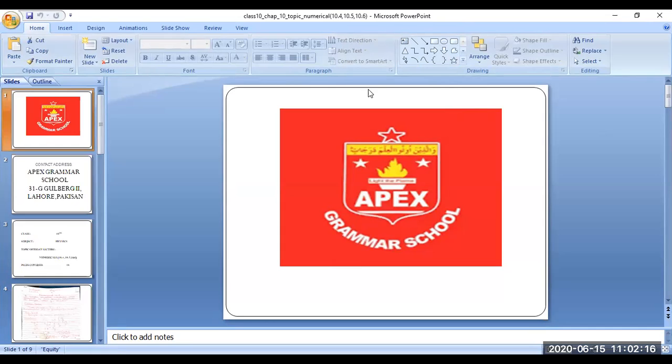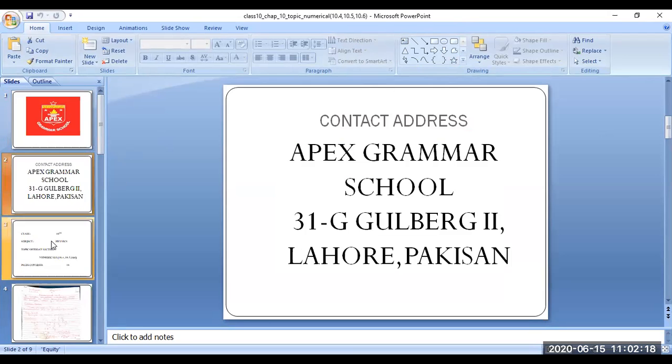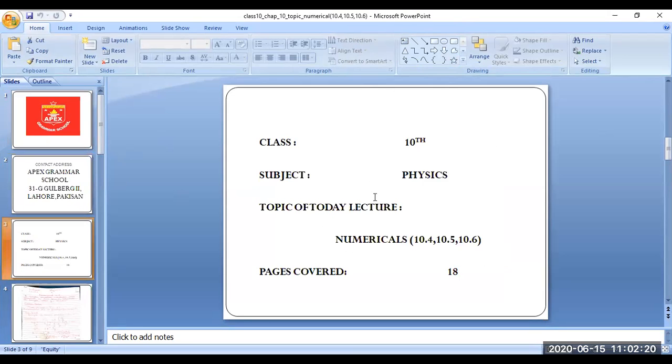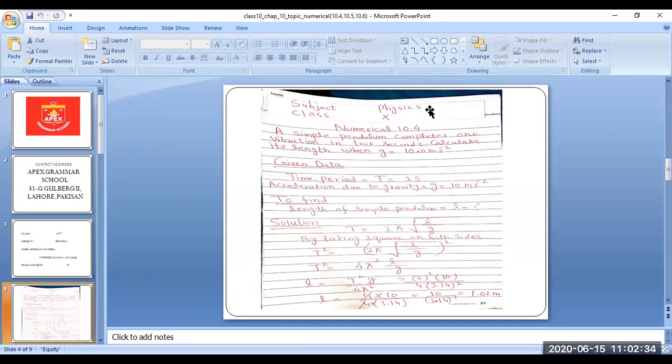Today we are going to start numericals 10.4, 10.5, and then 10.6. These numericals are on page number 18 of your 10th class textbook. The first numerical, that is 10.4. I read the numerical for you first.